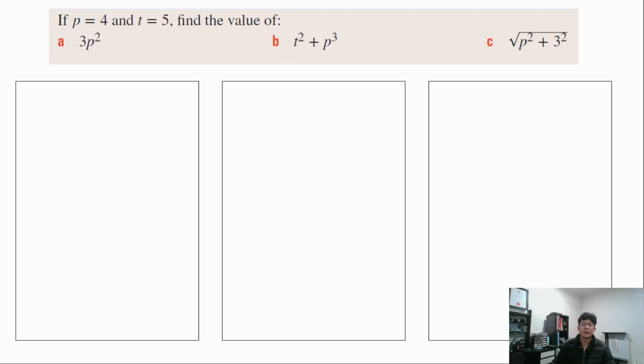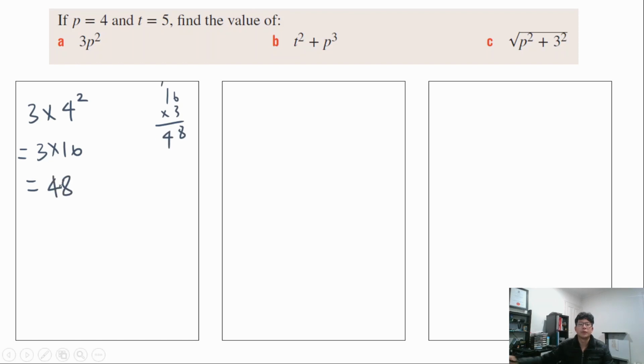Alright, now moving on, we're going to do the same thing, but this time we have involved squares and square roots. So we're going to substitute P with 4, so we have 3 times 4 squared, and in BODMAS we always do the squares first, so that'll be 3 times 16, which gives you 48.